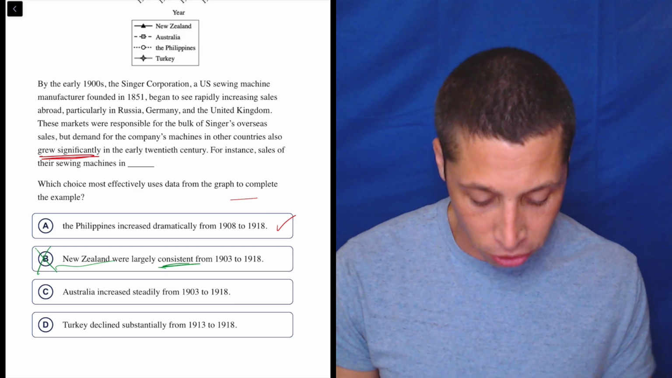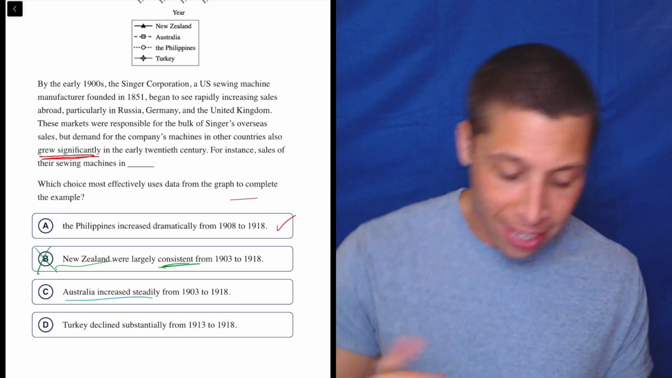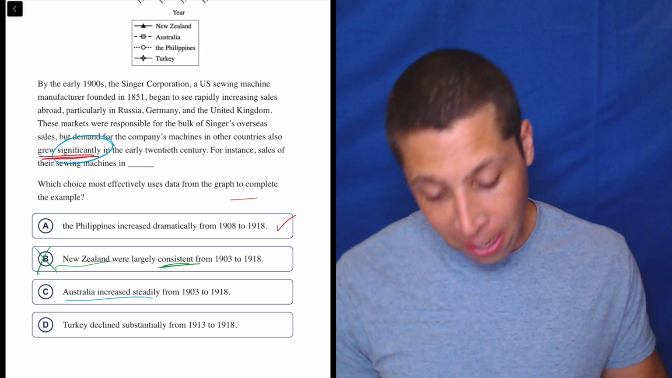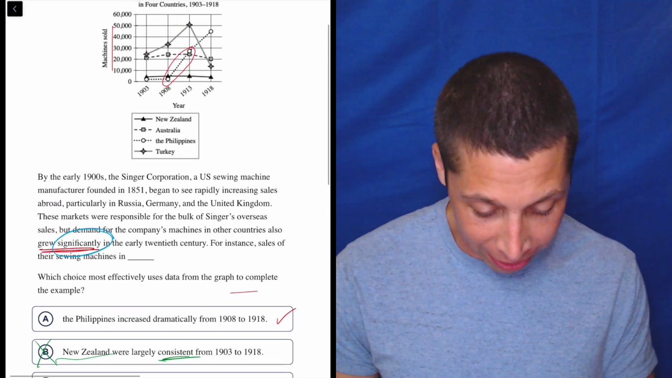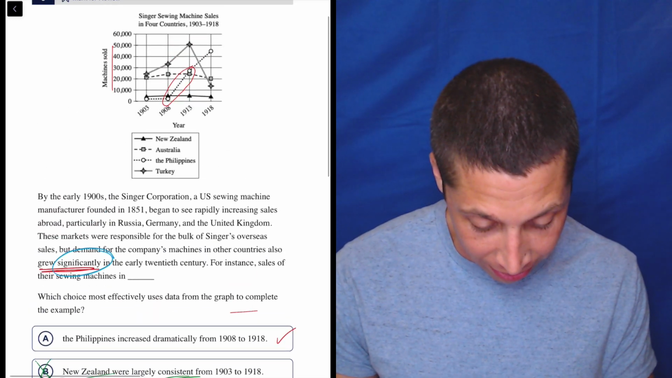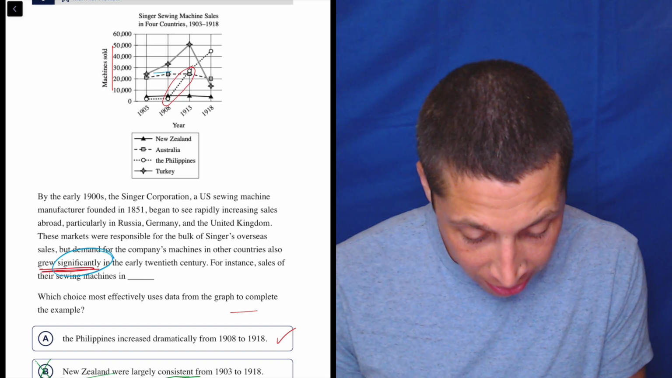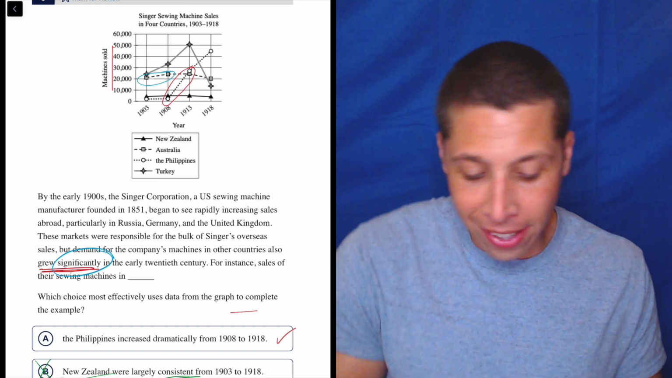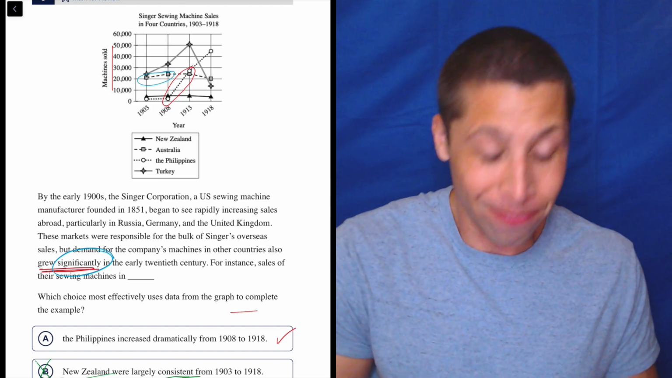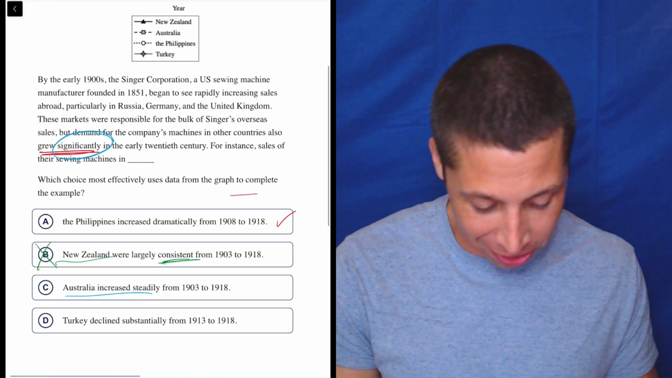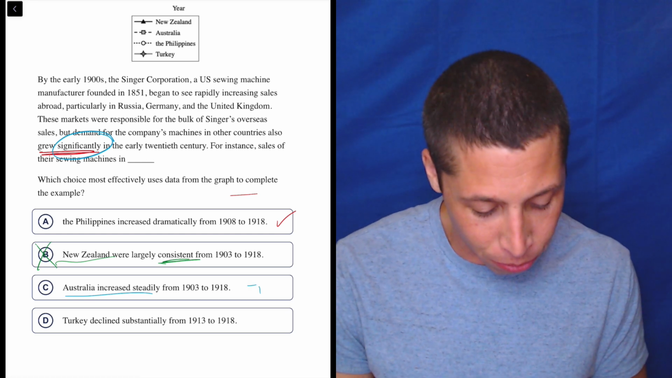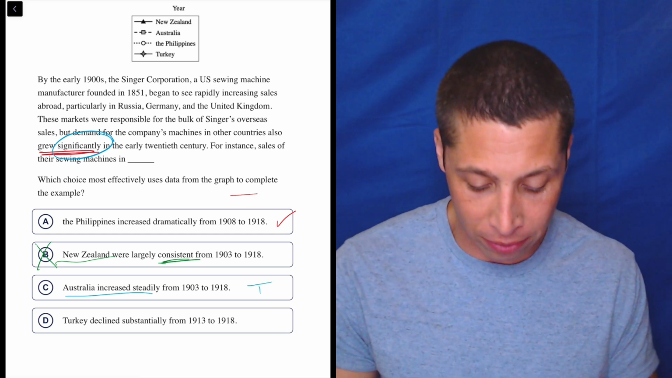Let's look at Australia increased steadily. Is steadily the same as significantly? I don't know, but let's take a look to see if that's even true. 1903 to 1918, Australia is the square. So yeah, it looks like it's an increase, but we want it to be a big increase. So this is true, but not really important. I would say that A is definitely a better fit.